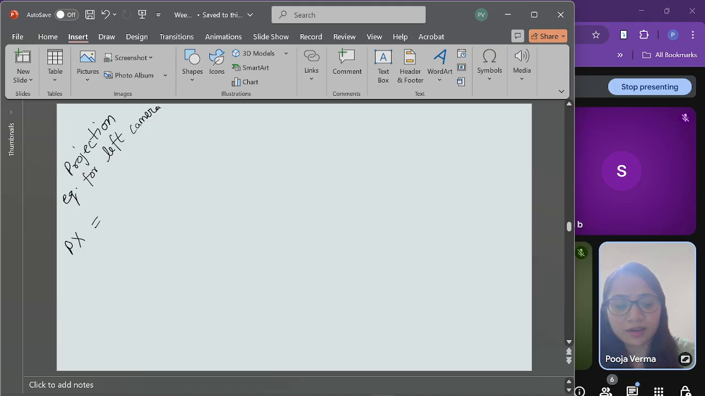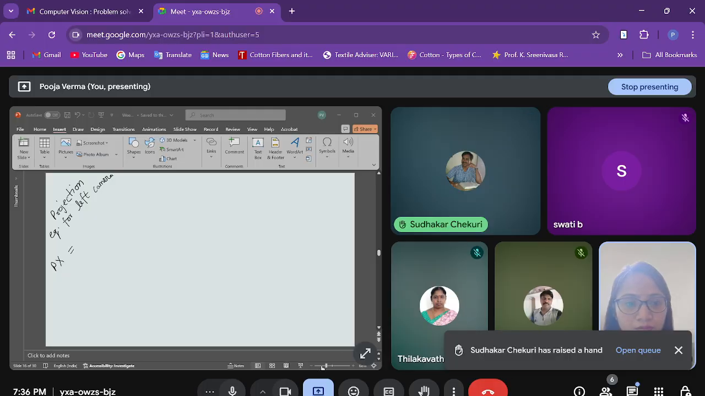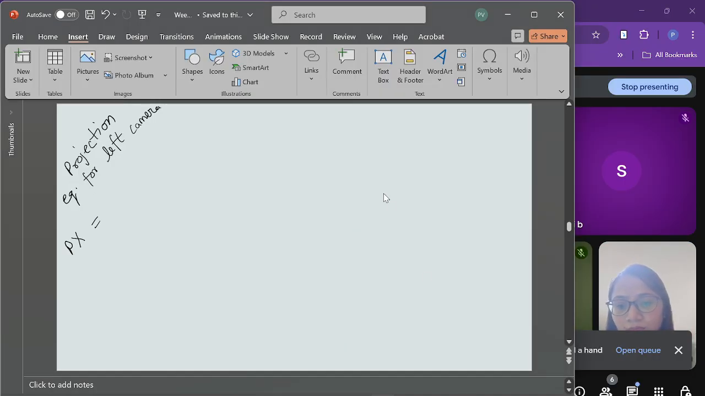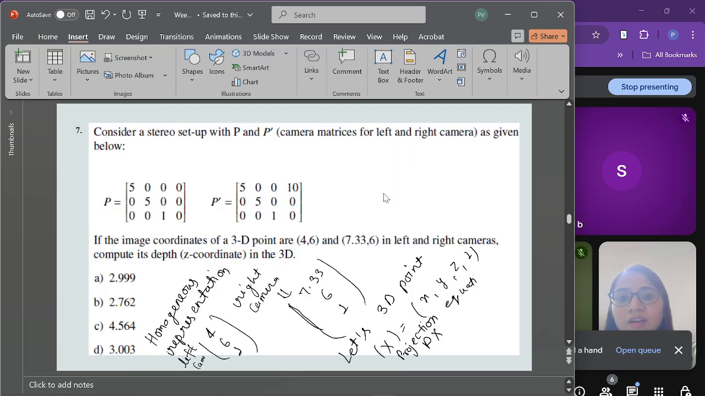If the P matrix is associated with the left camera, yes, you can ask. Madam, how do you know that the left camera is 4, 6, 1 and the right camera is 7.336, 1? In the question it is given. See, the image coordinates of the 3D point are 4, 6 and 7.336 in the left and right camera. So the first one is for the left camera and the second one is for the right camera. And this projection matrix P is associated with the left camera and P dash is associated with the right camera.